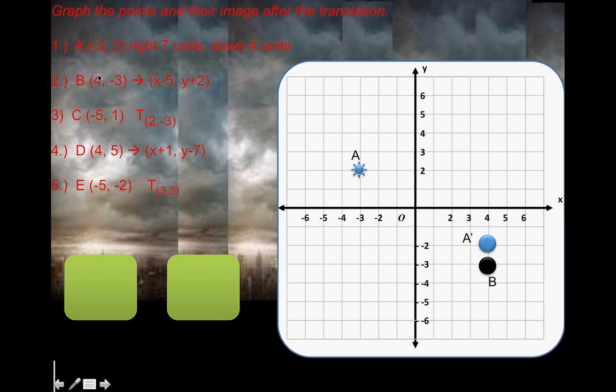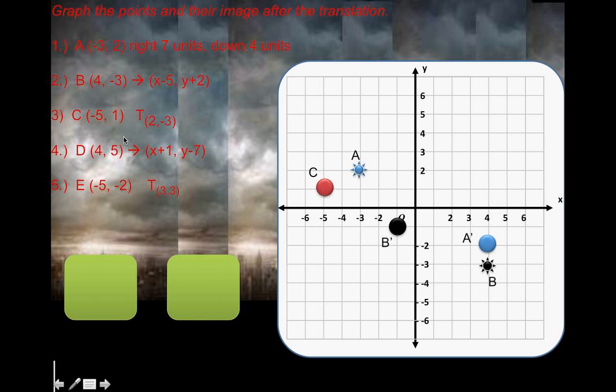What you're actually doing is taking your x value from the point and subtracting 5 from it. So 4 minus 5 gives you a negative 1. And then you're taking your y value of negative 3 and you're going to add 2 to it. So negative 3 plus 2 is negative 1. So our image of this should be at the point negative 1, negative 1. So we're going to go backwards 5, up 2, and your image will be right here at the point negative 1, negative 1. Do not forget to label it B prime.